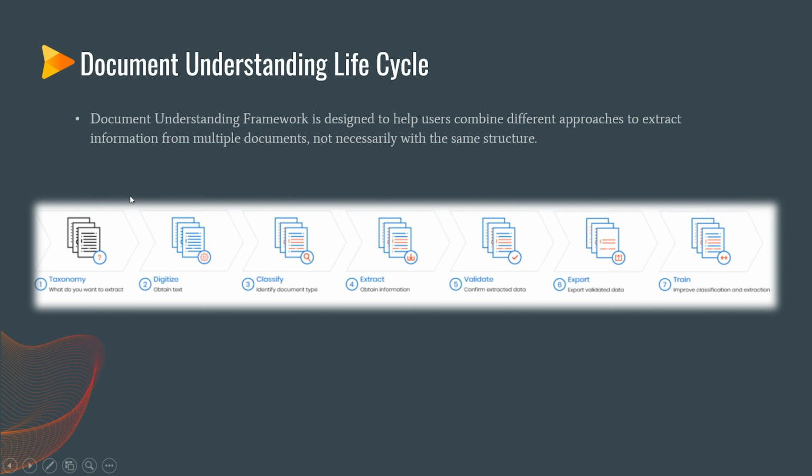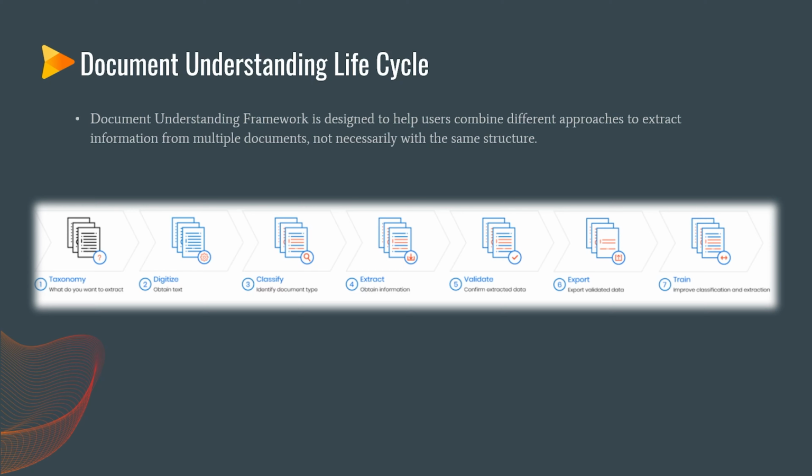Previously, when we extracted information from any type of document using document understanding, we used to create a taxonomy, digitize the document, and then use a separate classifier. If required, we'd add one more validation for the classifier, and then extraction, validation, export, and then we'd train the model based on the new data.